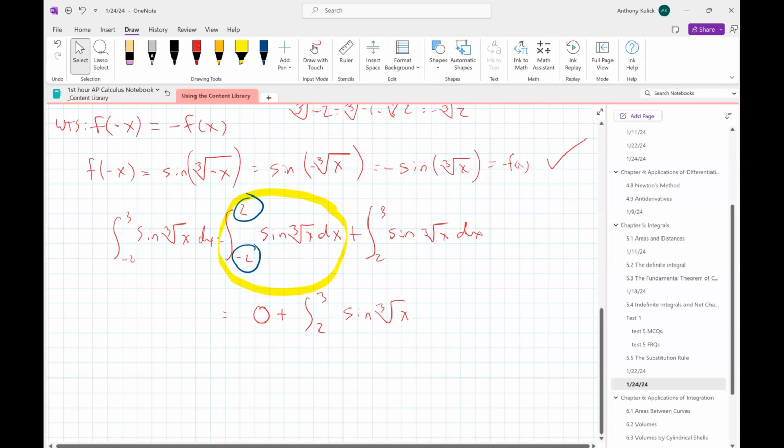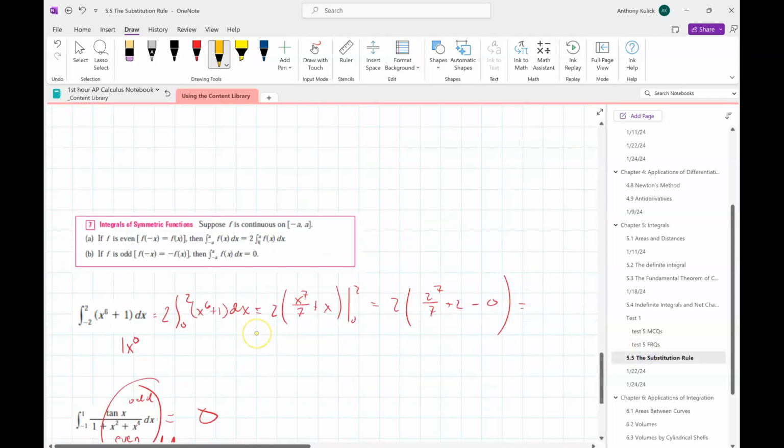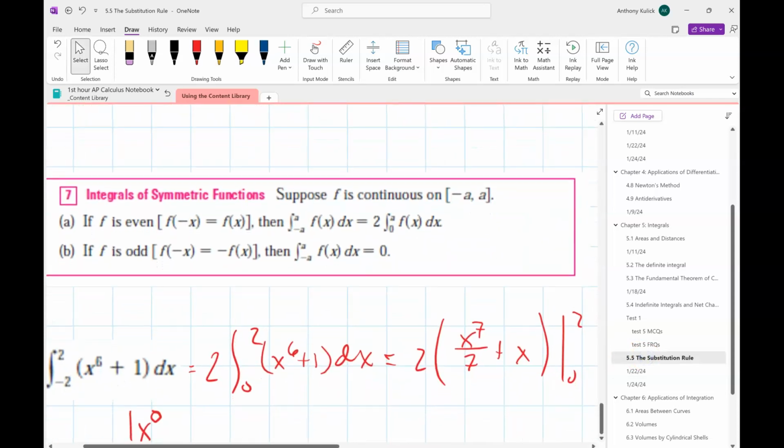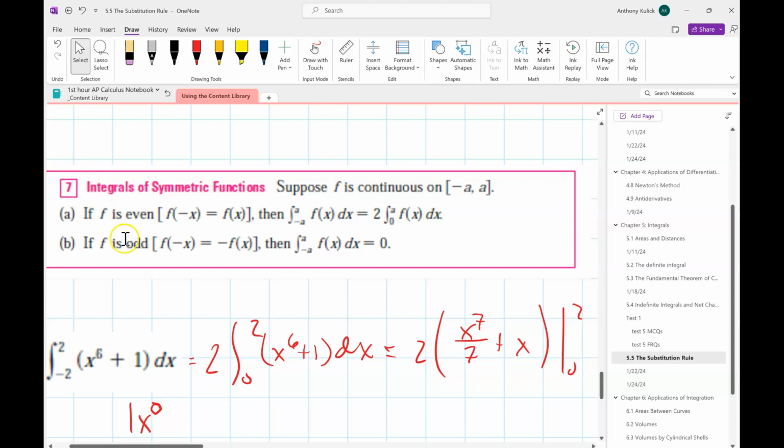Everybody feel okay here? So, yeah, what I wanted to do was take advantage of property 7 that says if f is an odd function, then the integral from -a to positive a of f of x dx is 0. So that's what I'm trying to use since I have an odd function.